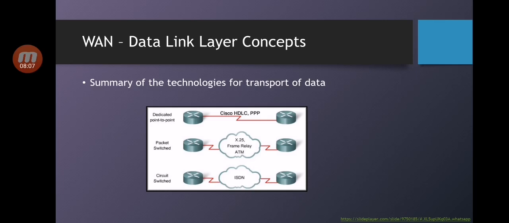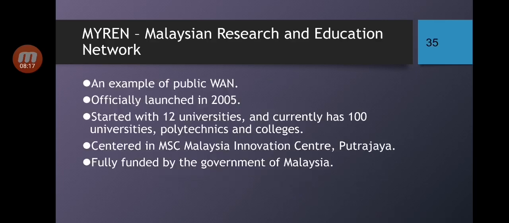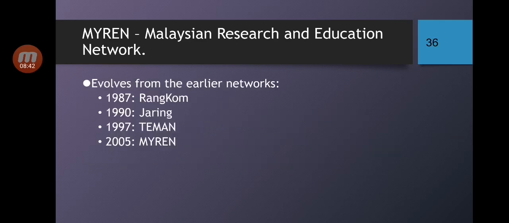So data link layer concept for WAN. Dedicated point-to-point, you have packet switch and circuit switch. MyREN is the Malaysian Research and Education Network. It is an example of a public WAN. It was launched in 2005, started with 12 universities, and currently has 100 universities, polytechnics, and colleges. It is centered in MSC, Putrajaya, and fully funded by the government.